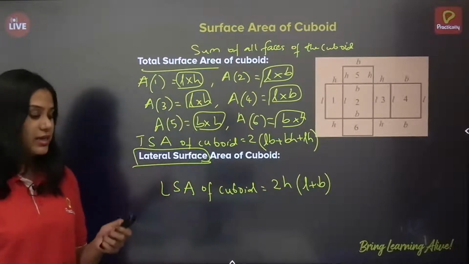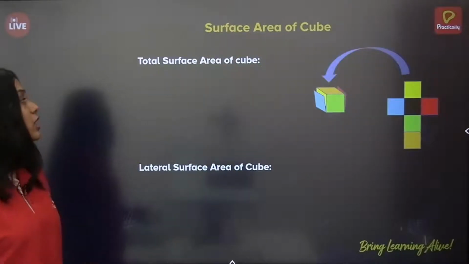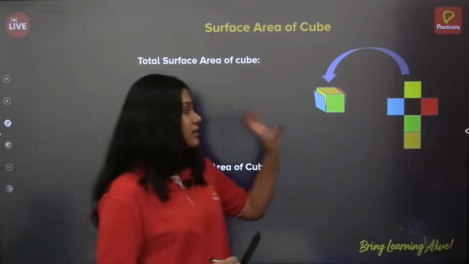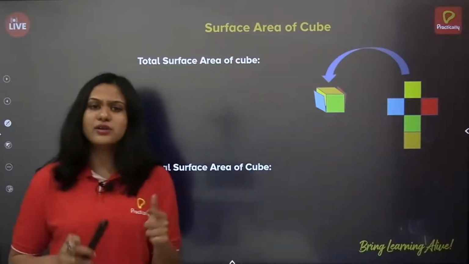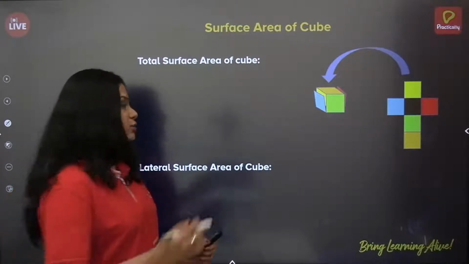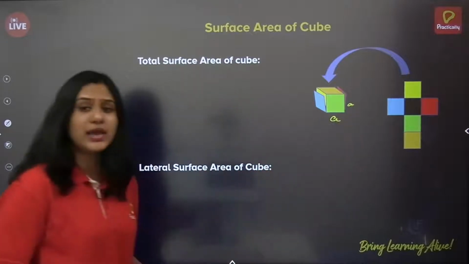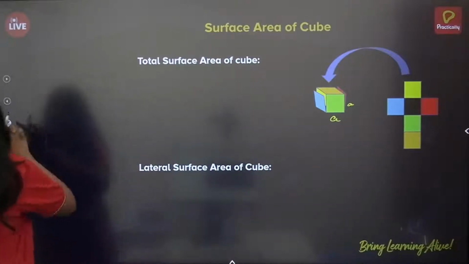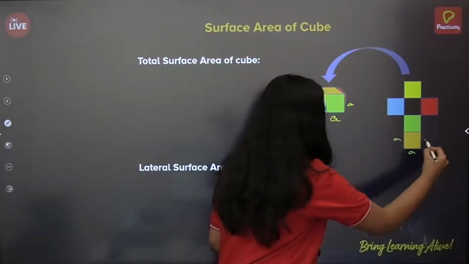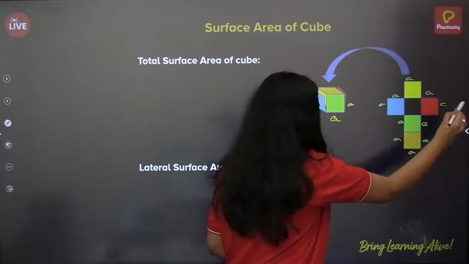Next, we will be studying about another 3D figure which is a very familiar one, that is cube. What is total surface area of cube? Same here. You are seeing the net of the cube, correct? And what do we know? All the edges of the cube are of same size. So let me take the length of the edge of the cube to be A. If it is A, so this is A, this is A, this is A, this is A. These are all A. Correct?